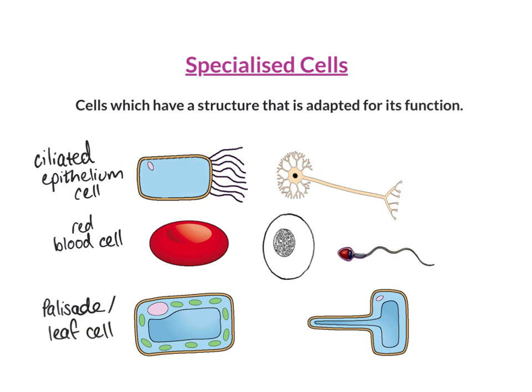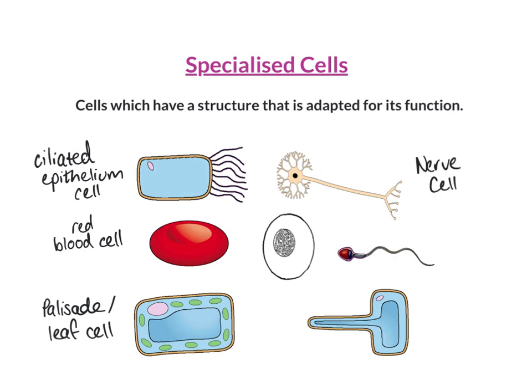In the bottom left, we have what we call a palisade or a leaf cell, and you can see that it's packed full of chloroplasts that we were looking at last week so that it can trap lots of light for photosynthesis. Up in the top right hand corner then, what do you think we have there?